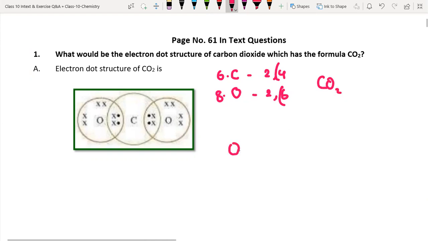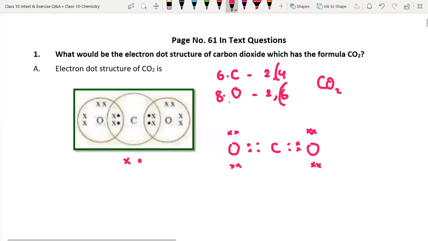Now, if you see the chemical formula, it is CO2, 1 carbon and 2 oxygens. You can draw 1 oxygen here, another oxygen here, and carbon. Now for oxygen, 6 valence electrons can be drawn: 1, 2, 3, 4, 5, 6. You can represent electrons with cross or with dot, however you want. Again, for this oxygen, 1, 2, 3, 4, 5, 6 valence electrons. Next carbon, valency is 4. You can represent like 1, 2, 3, 4.